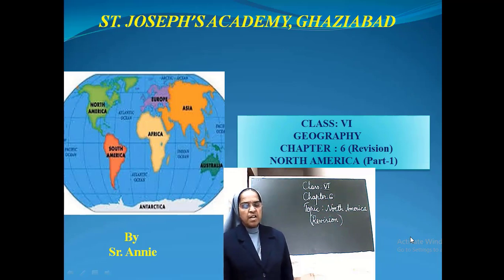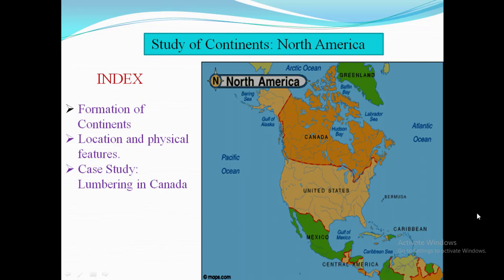Continents are large land masses on the earth. There are 7 continents: Asia, Africa, Europe, North America, South America, Australia and Antarctica. North America is the third largest continent in the world. This chapter consists of the following topics: formation of continents, location and physical features, case study lumbering in Canada.